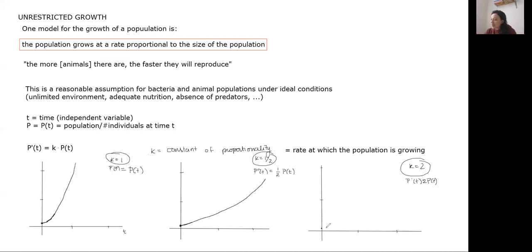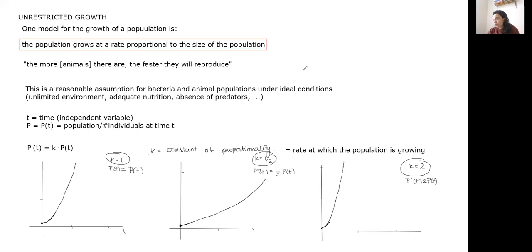There you go. So over here, again, I'm going to move a little bit faster. So that means I'm going to move maybe like here. And then my derivative is going to be a little bit larger, right? Because now it's 2 times the size of the population. So maybe I'll end up with something like that. Okay.